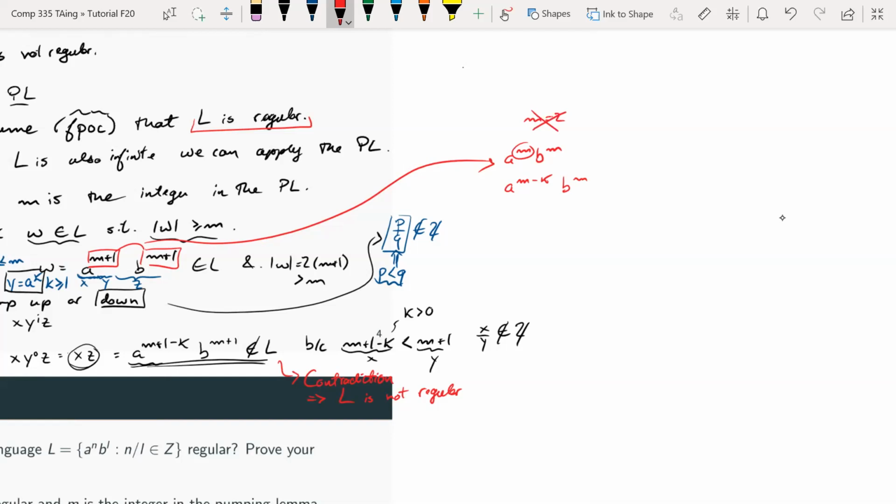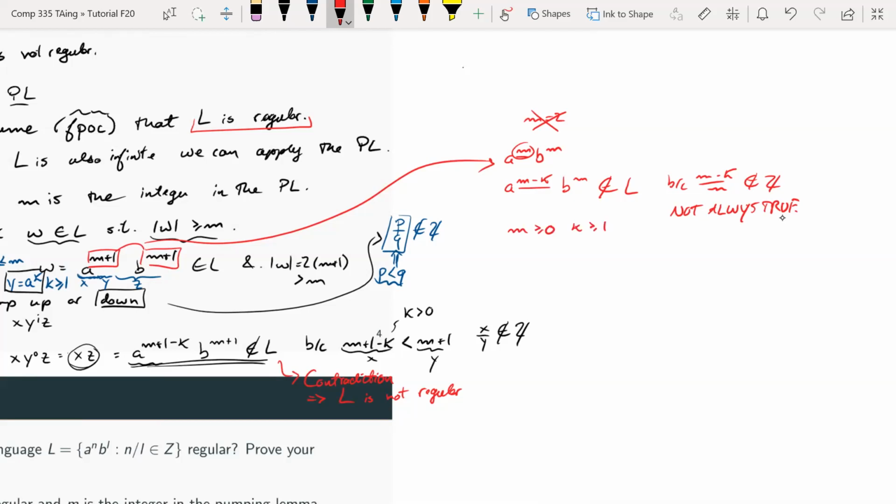And it's actually true that this is my argument. If I were to pick m here and m minus k here, it's possible that saying a to the m minus k, b to the m is not in L, because m minus k over m is not in Z, is not always true. And the reason for that is because I know that m can be greater or equal to 0, and I know that k can be greater or equal to 1.